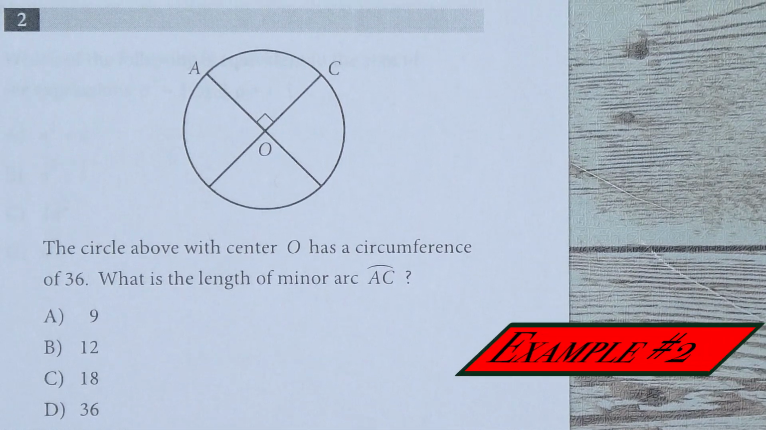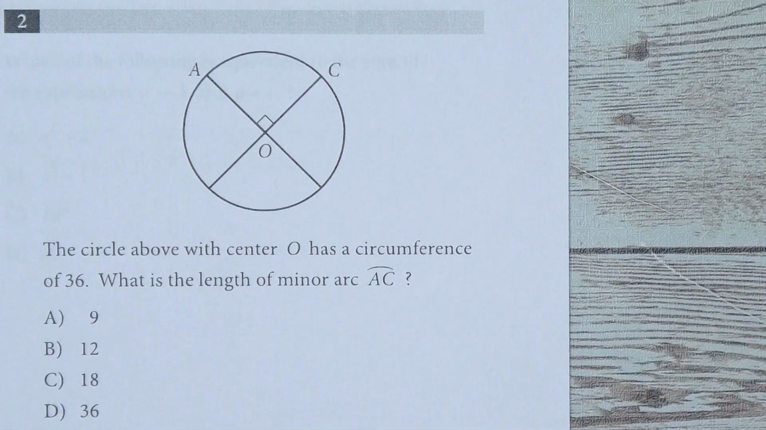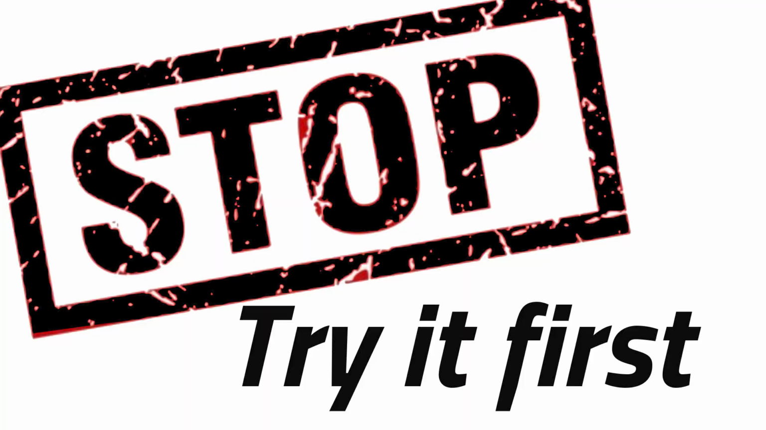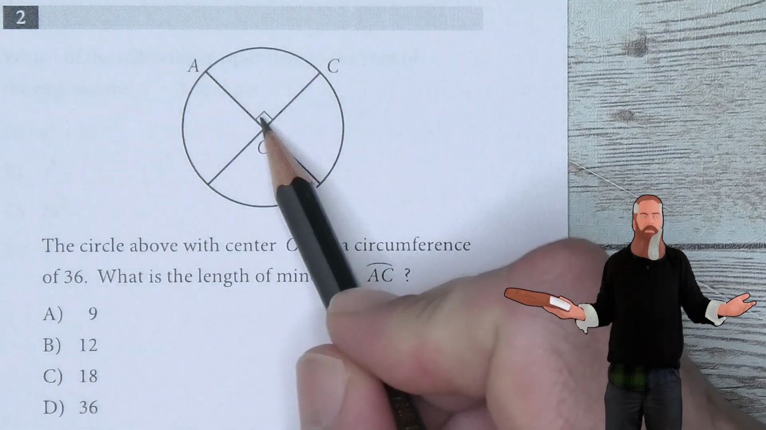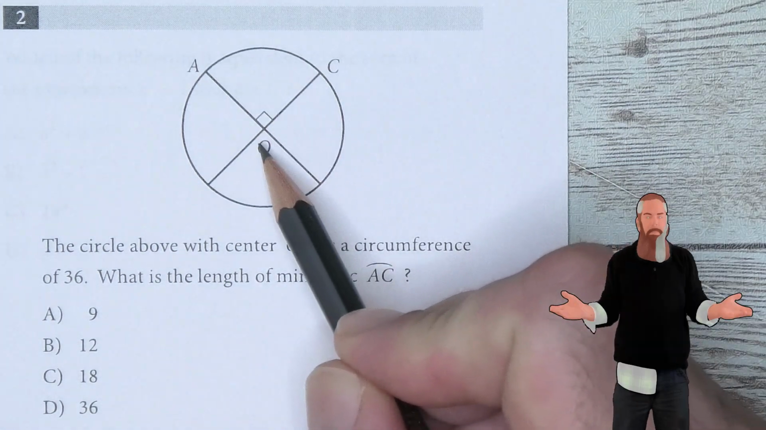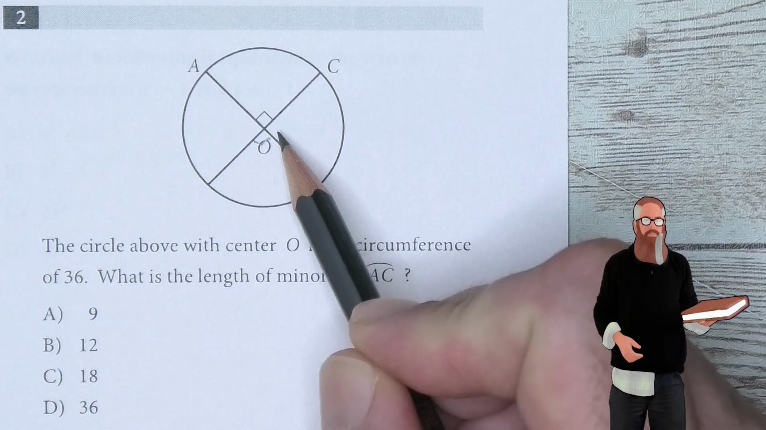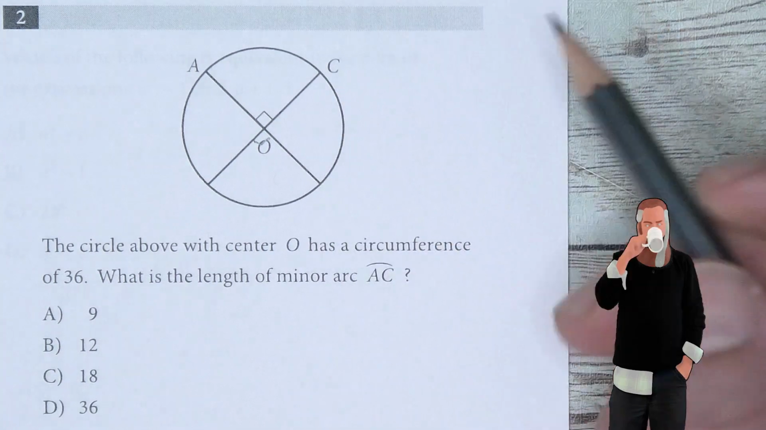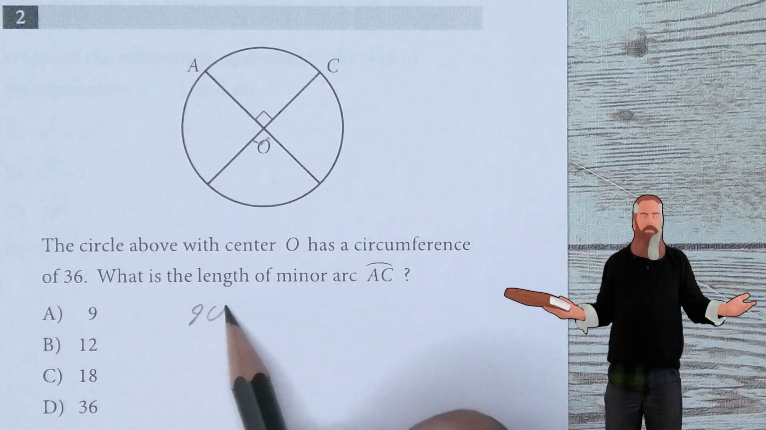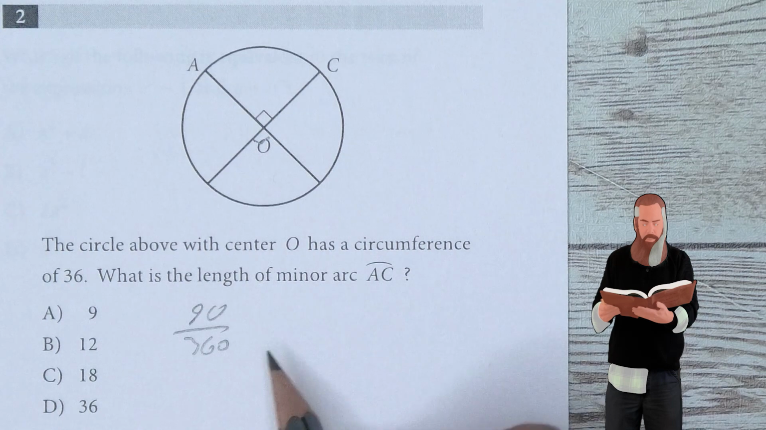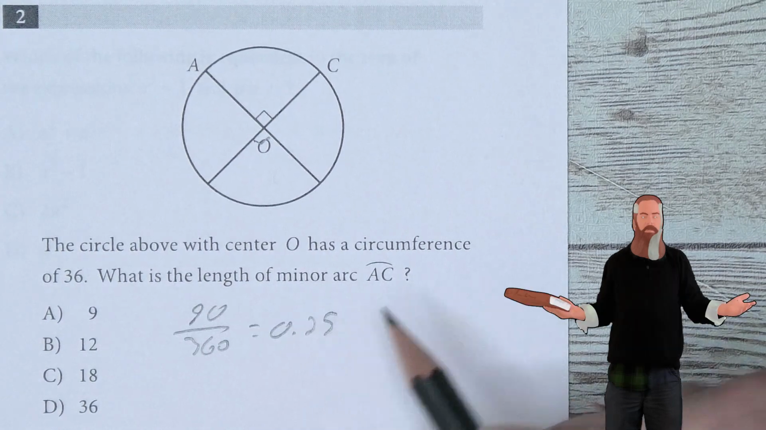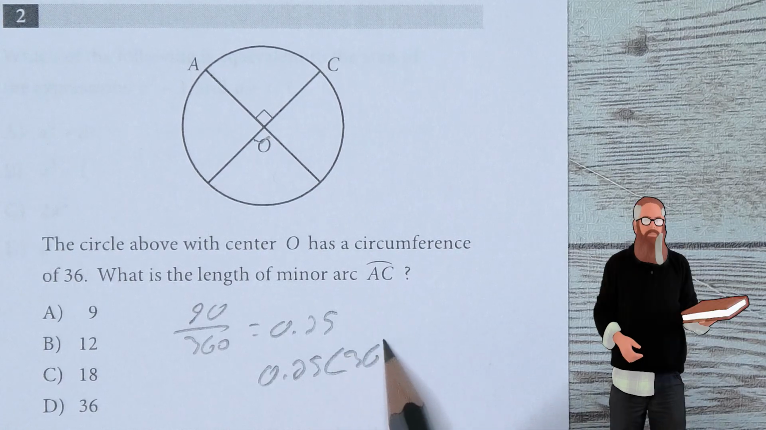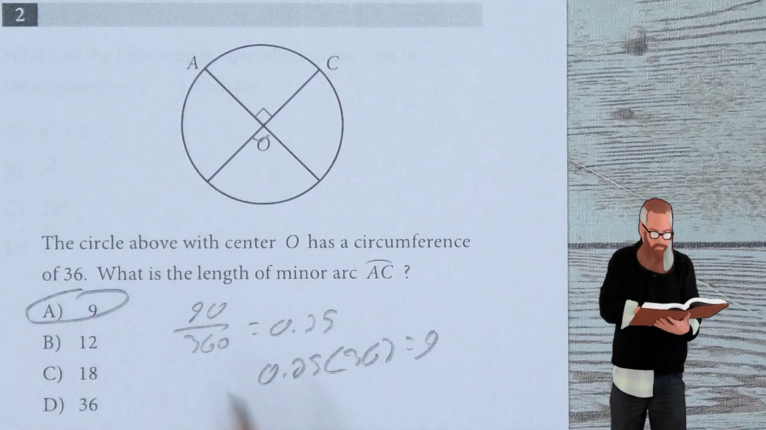The circle above with center O has a circumference of 36. What is the length of minor arc AC? Well, knowing that this is a right angle here, it means this is a right angle, leaving the other two as rights. That's good because there's 360 degrees in a circle. 90 degrees is a quarter of it. I'm looking at 90 out of 360 degrees. That's equal to 0.25. So 0.25 times 36 will give me 9, so A is the answer.